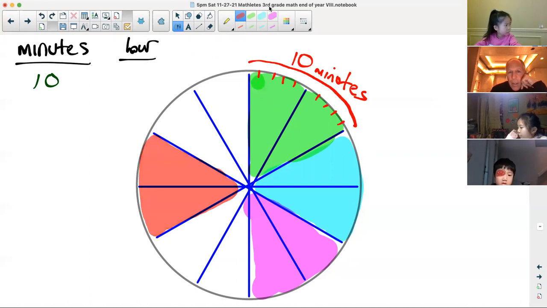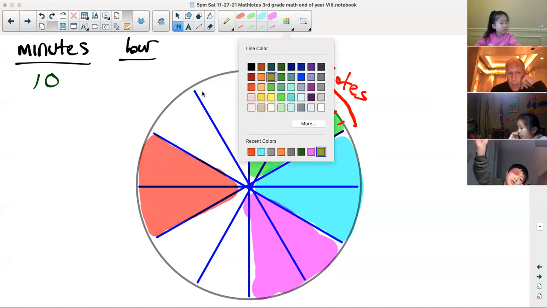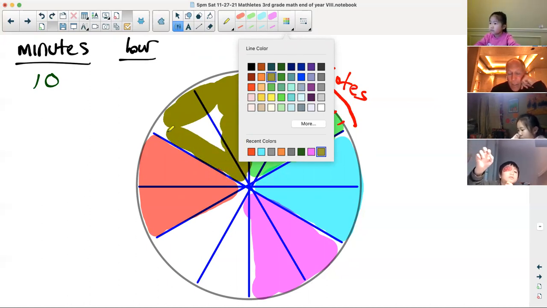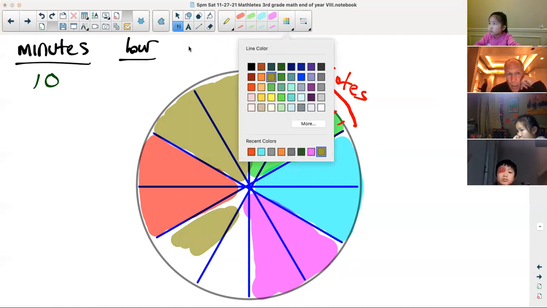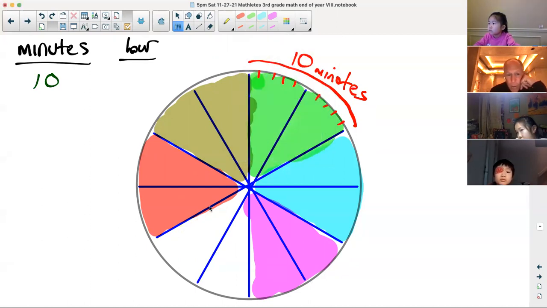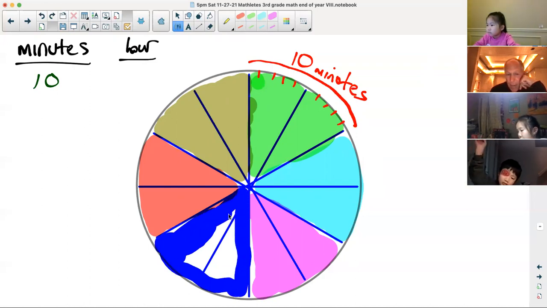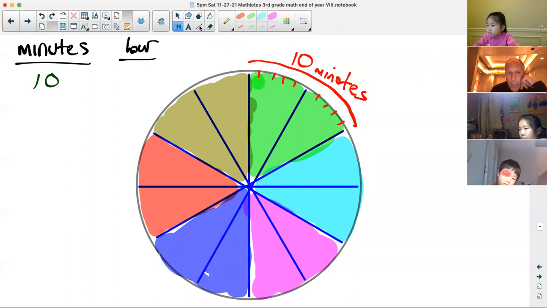Raise your hand if you want to share your idea about what fraction is 10 minutes. And I'm going to do one more. Whoops. And let's see if I can do one more. There we go. All right, come on. Everybody on 3. You're telling me what 10 minutes is. On 3. 1, 2, 3, go.